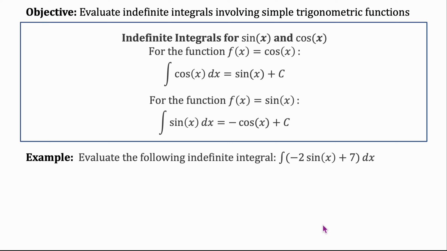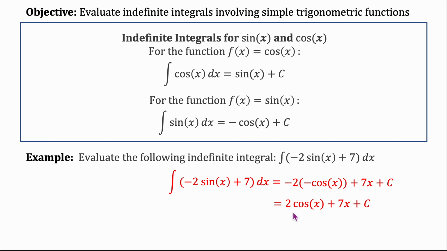Let's do another one. This time, we are evaluating the indefinite integral of negative 2 sine of x plus 7. Now remember, sine goes backwards and becomes a negative cosine when we are integrating it. So that negative there, we have to think about the fact that if that negative was there, then normally when we have a negative cosine, it's going to become a positive 2 cosine of x plus 7x. Don't forget your plus c.